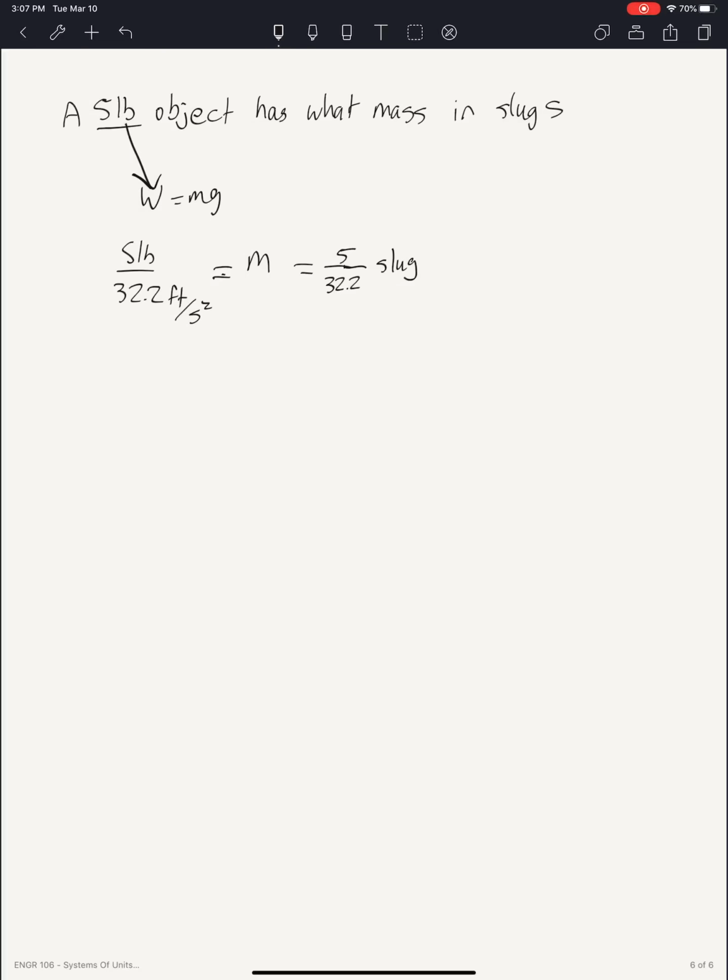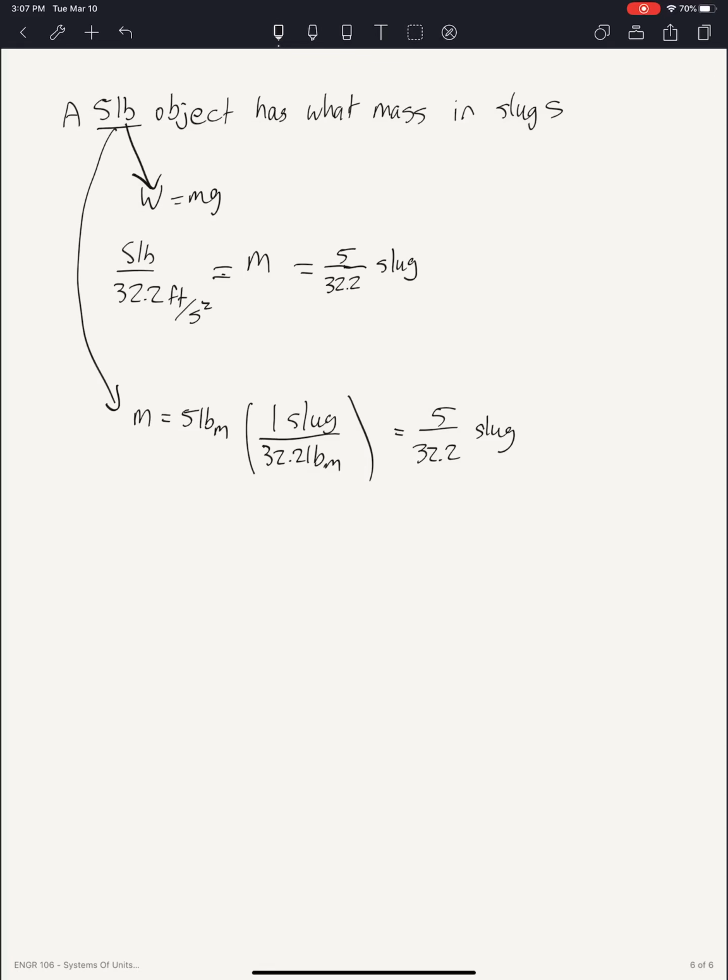Second option is you take this to be a mass. The mass is equal to 5 pounds mass. Do not use this number in calculation, and instead just multiply it by the appropriate conversion factor. There are 32.2 pounds mass in one slug, and this gives the same result. 5 divided by 32.2 slugs. 2 options.